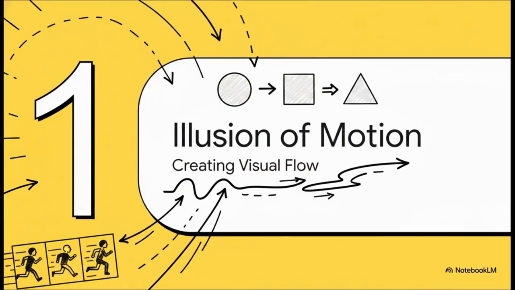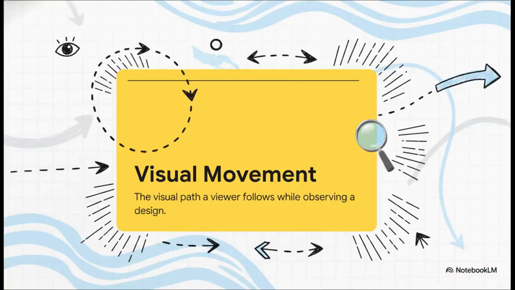All right, moving right along to Section 1, the illusion of motion. So let's look at how we actually define this. Visual movement is the visual path a viewer naturally follows while observing a design. Designers use this invisible path to completely control your attention, the direction you look, the exact sequence you process information in, and how you interact with the piece.